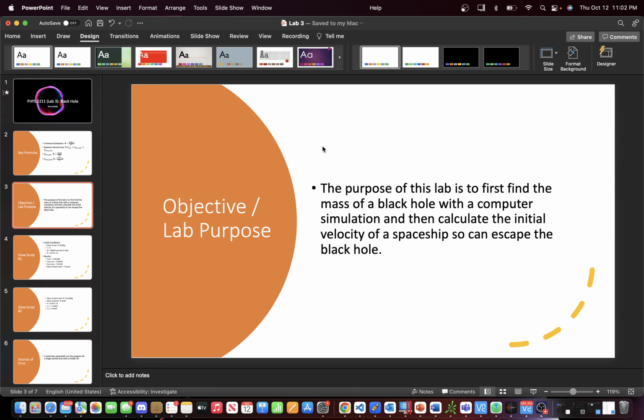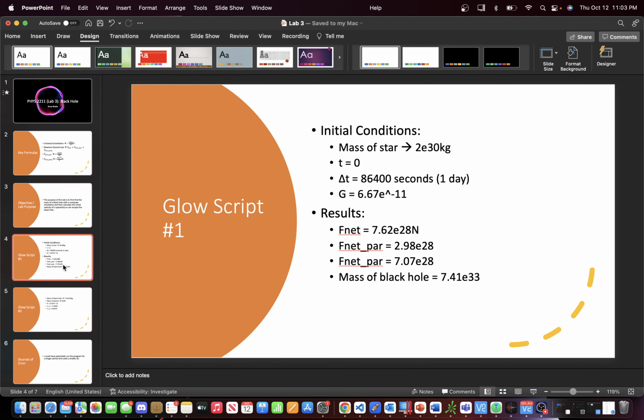Okay, so what is the objective of this lab? The objective of this lab is to first of all find the mass of the black hole with a computer simulation, and calculate the initial velocity of a spaceship so it can escape the black hole, and we'll be using some guess and check for that.